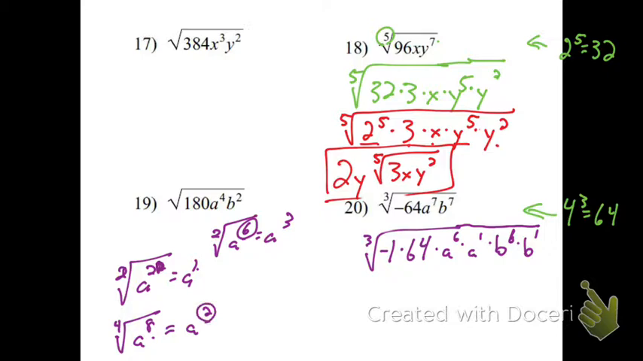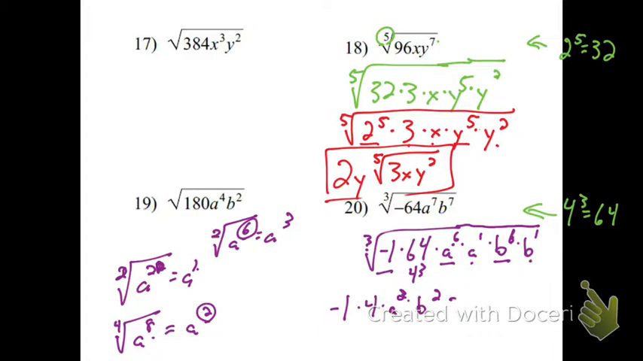So let me go ahead and do this real quick. What's the 3rd root of negative 1? It'd be a negative 1. What's the 3rd root of 64, otherwise known as 4 to the 3rd? That would be a 4. Now, the 3rd root of a to the 6th is going to be a to the 2nd, because 6 divided by 3 is 2. This stays inside. The 3rd root of b to the 6th is going to be b to the 2nd, because 6 divided by 3 is 2. That b stays inside.